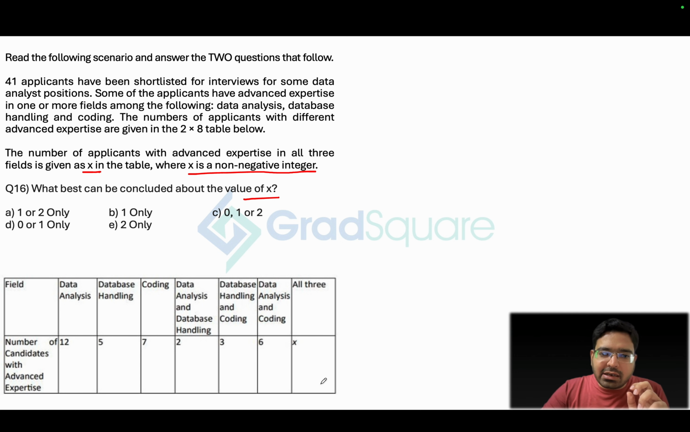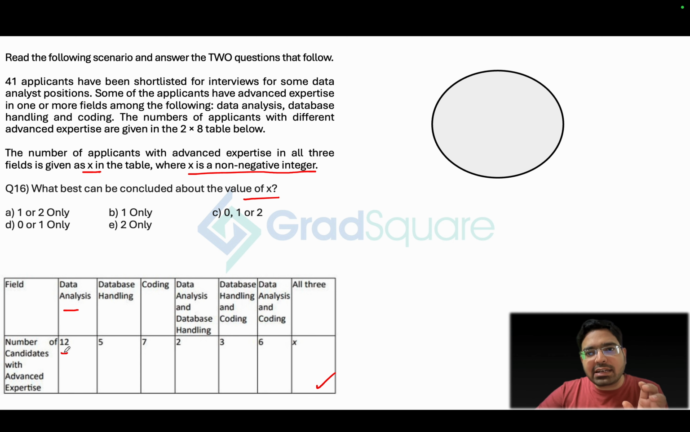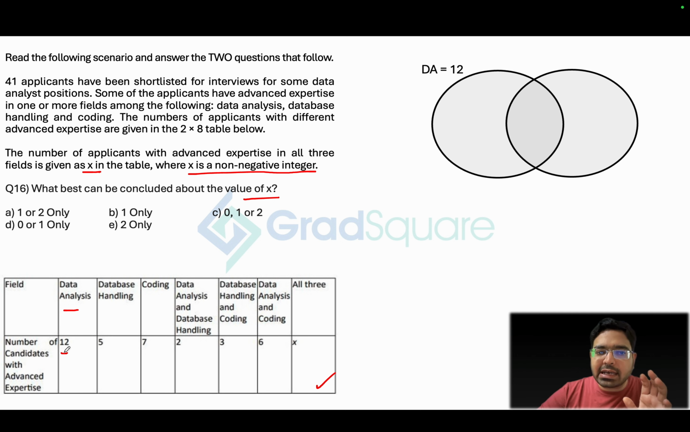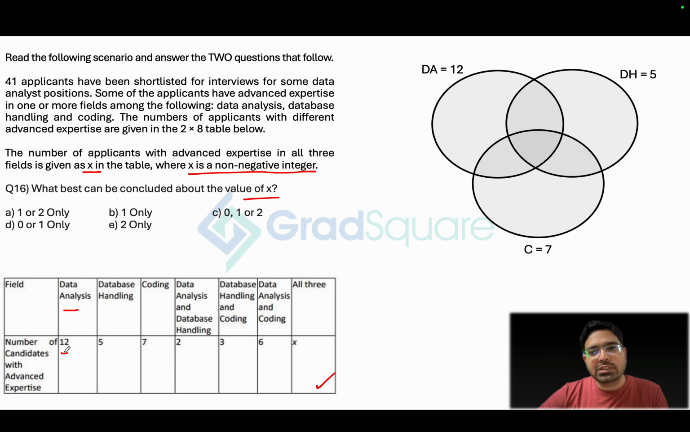Now let's decode this entire data. It says that 12 individuals have expertise in data analysis. So let's say this circle belongs to data analysis, people with advanced expertise in data analysis, those are 12 people. Then you have database handling, where the advanced expertise is with 5 individuals. So this circle belongs to database handling, and that is 5 individuals. Coding expertise is available with 7 of these, so C equals 7. Now they are saying that the number of people having all 3 advanced expertise is X, right?